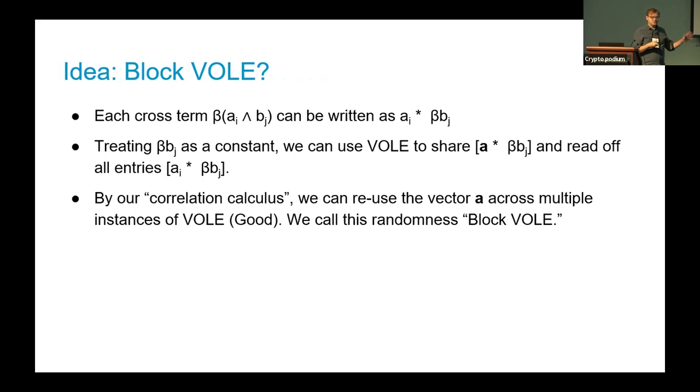I mentioned the little correlation calculus that allows you to generate a whole bunch of flavors of vol. This is a flavor called block vol. And what's nice is we can reuse the vector A for free. So we don't have to send A for all these different instances of vol. So that's great. But you may notice that we're doing this for every single AND gate. So we need an instance of vol for every single AND gate. So it kind of kills the point of having sublinear communication per vol when you have a linear number of vol. So this is no good.